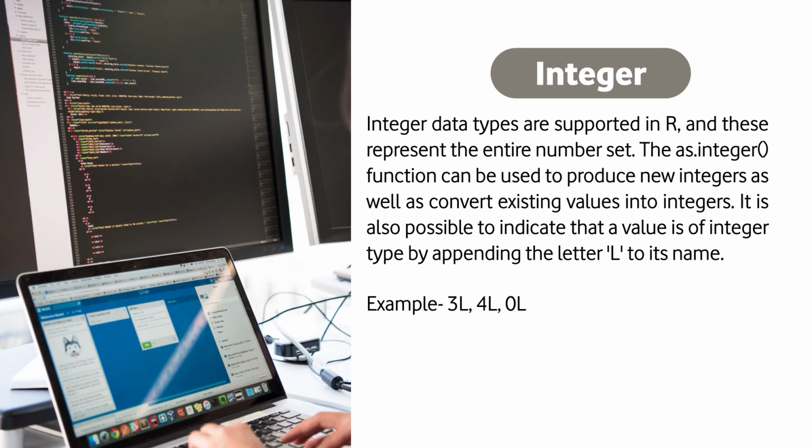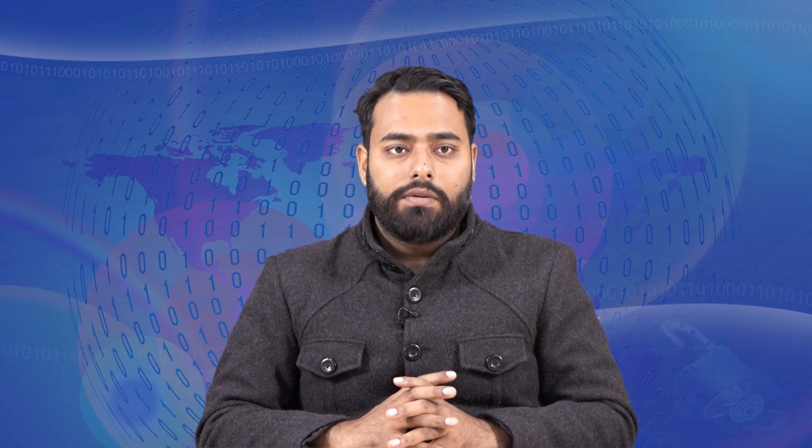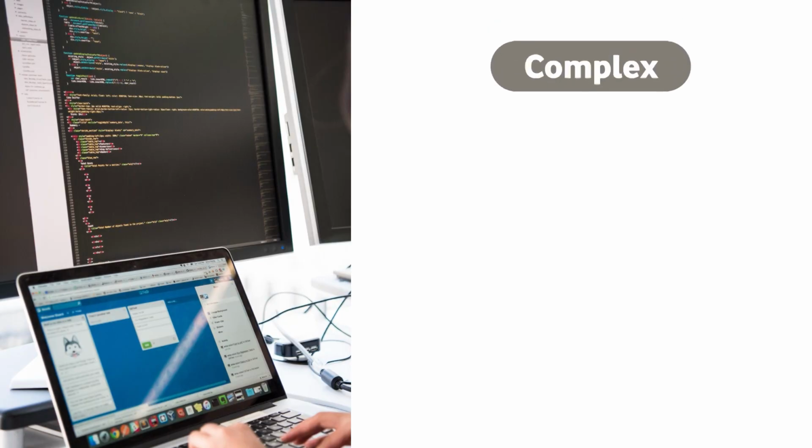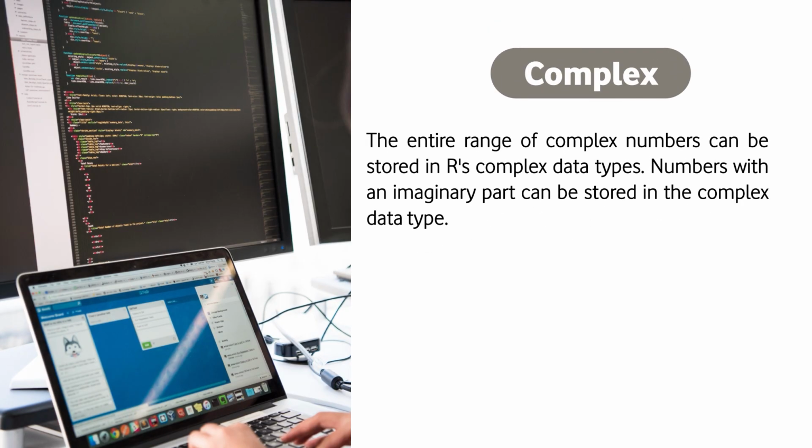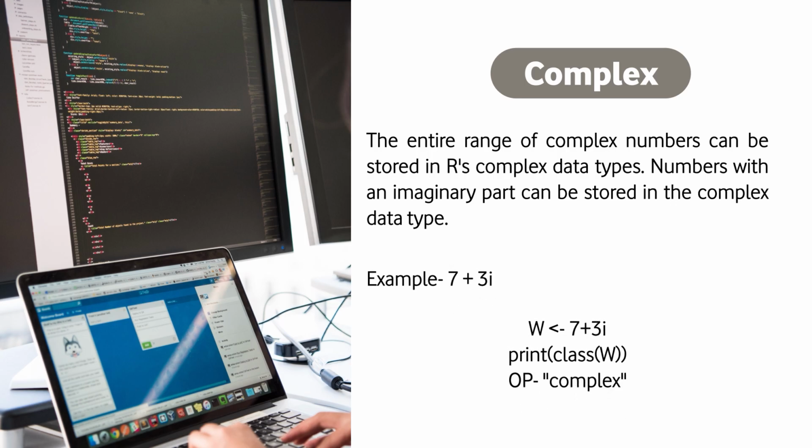For example, you can see here we are assigning 2L to W and we are printing the class of W, which is integer. Moving on forward is the complex data type. Here complex means that there is an imaginary part and a real part.